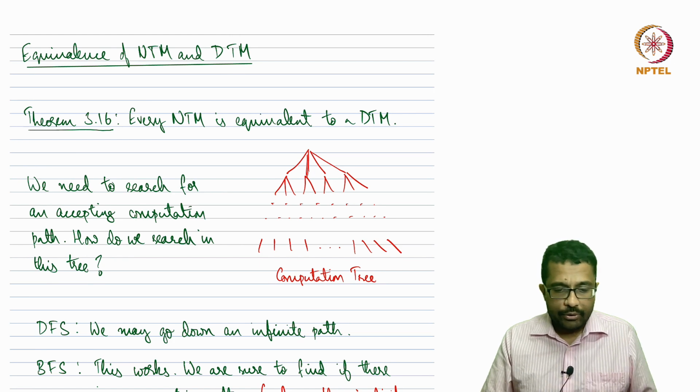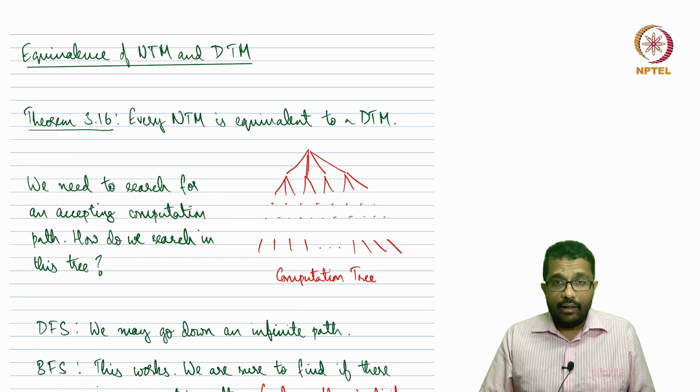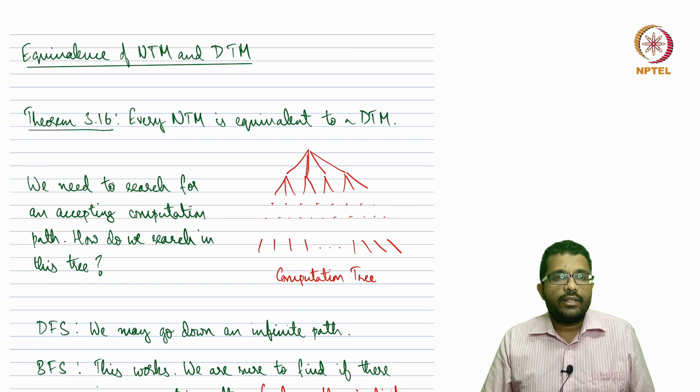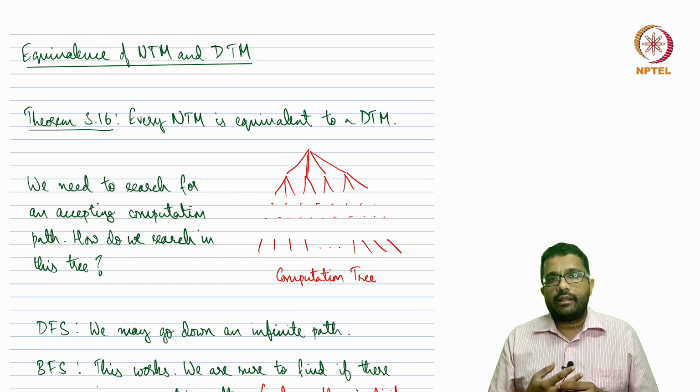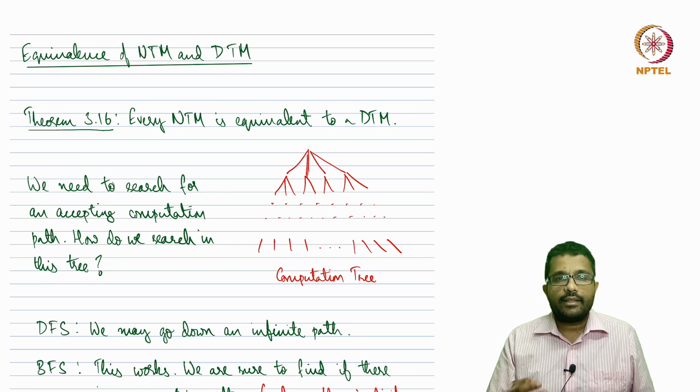So what we are going to show here is that anything a non-deterministic Turing machine can do, a deterministic Turing machine can also do. Meaning, if a language can be recognized by a non-deterministic Turing machine, there is a deterministic Turing machine that recognizes the same language. So in terms of the class of languages recognized, non-deterministic as well as deterministic Turing machines are the same.